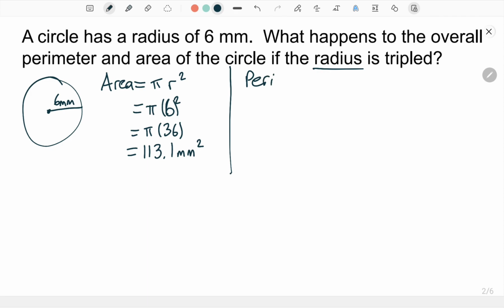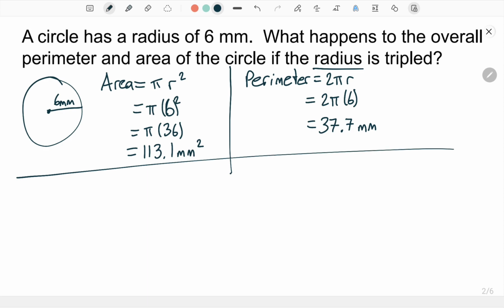Okay, what about the perimeter? So the perimeter, which is the circumference of a circle, so the length around it, that's going to be 2 times pi times the radius, which in this case is going to be 2 times pi times 6. And if we calculate that out, we will get 37.7. And I've just rounded that off. So millimeters for our unit. Okay, so that's the original.